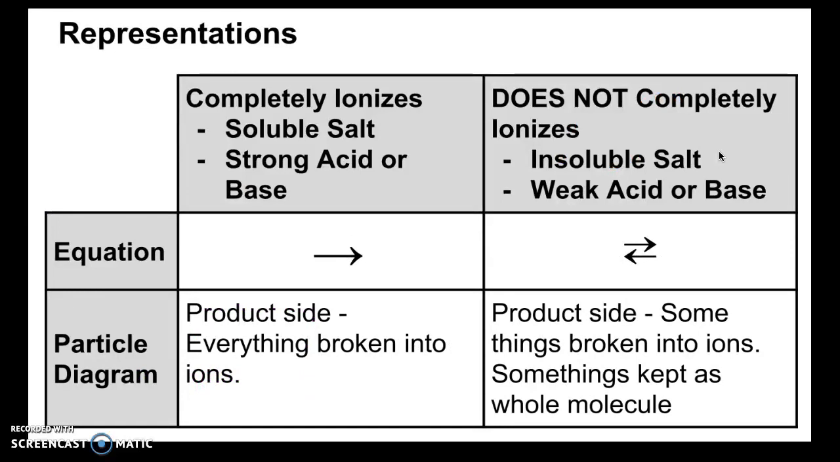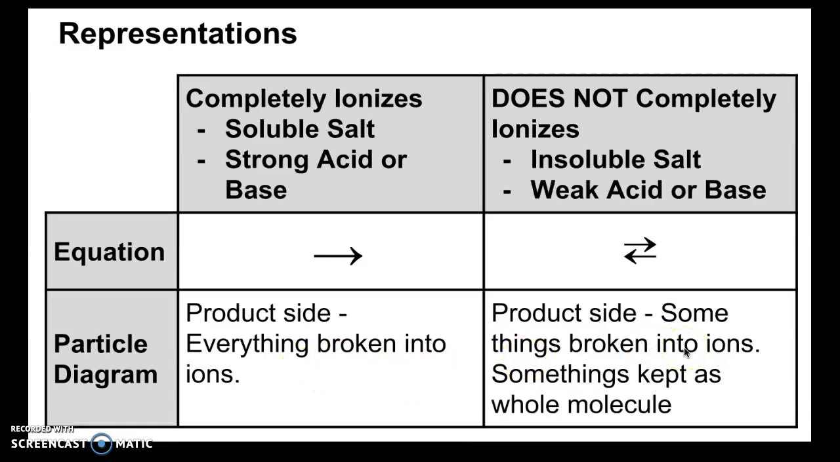In the last video, we discussed ways of representing different types of electrolytes based on whether they completely ionize or if they do not completely ionize. And for a chemical equation, we use a single arrow if it completely ionizes, meaning all of it broke apart into its ions, and then the double arrows if it did not. And for particle diagrams, for complete ionization, everything was broken into ions, so all the products were ions.